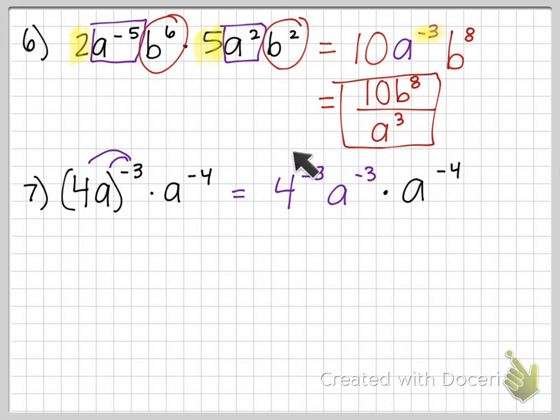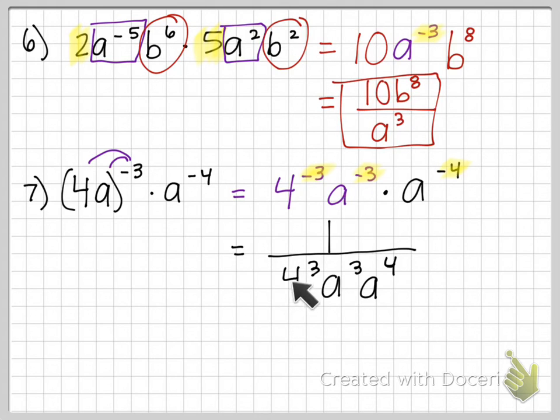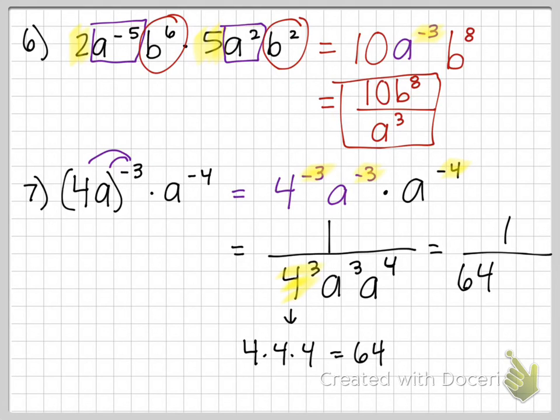4 to the negative 3, that's going to go to the denominator. We need to make that positive. All of them are negative, right? Do you see how the 4 to the negative 3 turns into 4 to the positive 3 when I move it down here? And then I have a to the positive 3, a to the positive 4. I'm going to put a 1 on top. Now we're going to multiply this out. 4 times 4 times 4. That's going to be 64, so I'm going to write 64 down there.